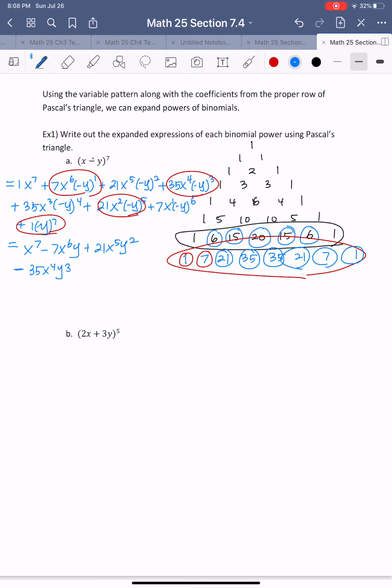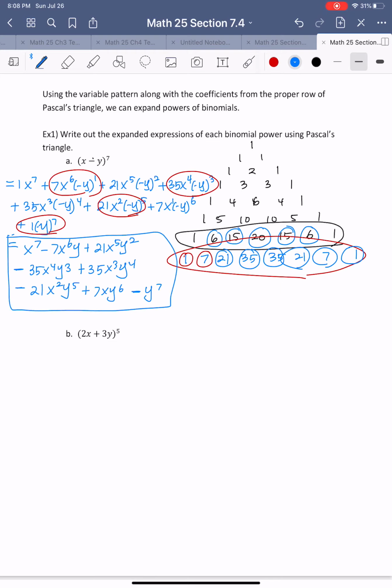And then this negative is an even power, which is positive. So 35x cubed y to the 4. And minus, this negative becomes negative because of the fifth power. So 21x squared y to the fifth. And then positive 7x y to the 6 and negative y to the 7. So this is it. So what do we use for the Pascal triangle? It's going to be our coefficients.